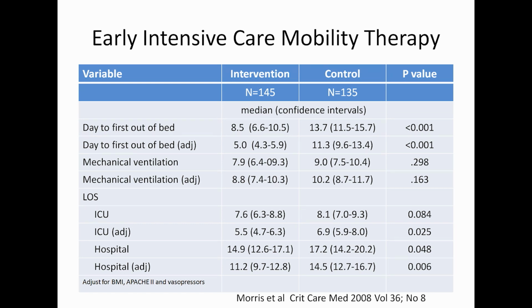And here are some significant outcomes. You can see here there is a significant decrease in the amount of time it took for the patient to be able to get out of bed. There was not in this study seen a significant reduction in the length of time on mechanical ventilation, but they did see, when the outcomes were adjusted for body mass index, Apache 2 score, and vasopressor use, that there was a significant reduction in the length of stay in the ICU and in the hospital for the patients who had the intervention of the early mobility team.